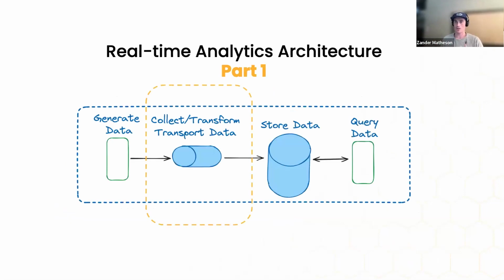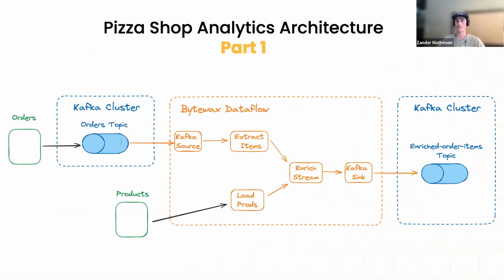So back to my simplified real-time analytics architecture. This should say part 2. I got mixed up with the parts, but what we're going to look at is the collect, transform, transport part. To do that, we're going to make what's called a data flow in Bytewax. In Bytewax, a data flow is synonymous with a workload or a service. Say you're making a web service, you can think of it in the same way.